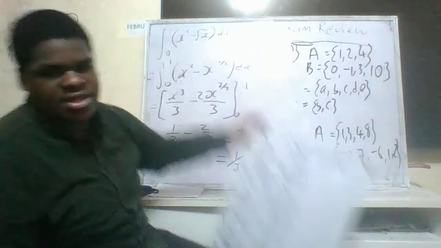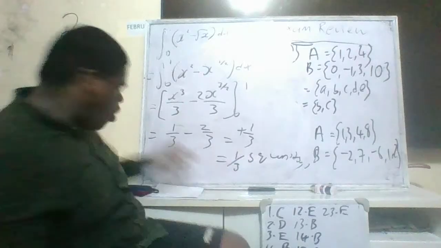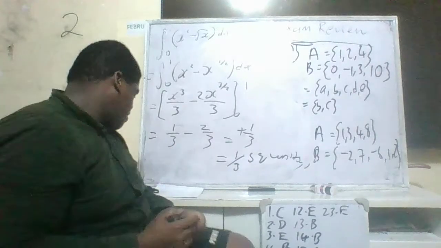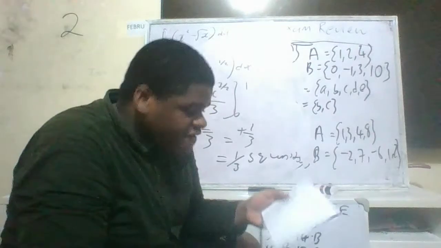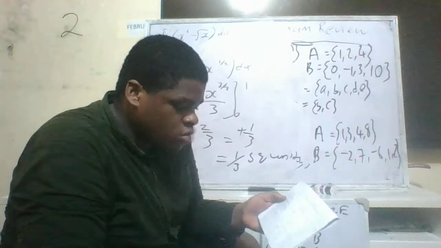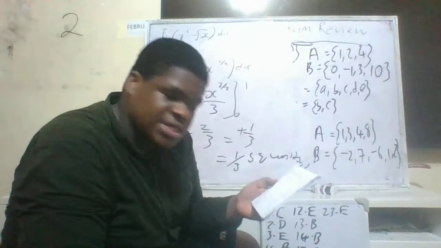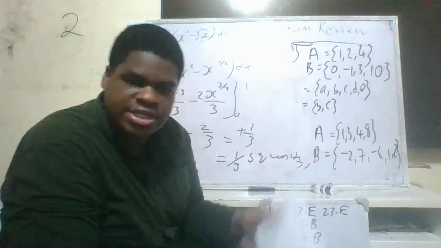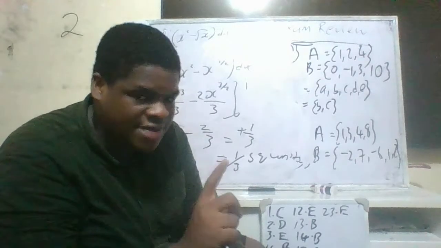Another thing just came to my head right now. What if in the options you saw 5 over 12 square units, 2 over 3 square units, 1 over 12 square units, and 1 over 6 square units, and then you now saw 1 over 3 units? You did not see 1 over 3 square units, you saw 1 over 3 units, and it's area that you're finding.